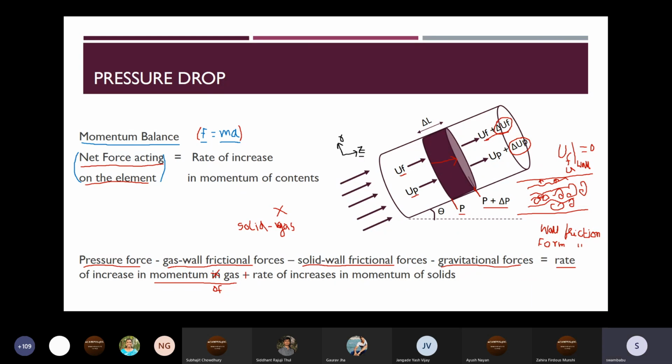Okay. Did you all understand the force balance? Students, if anyone does not understand the force balance, then kindly ask me.